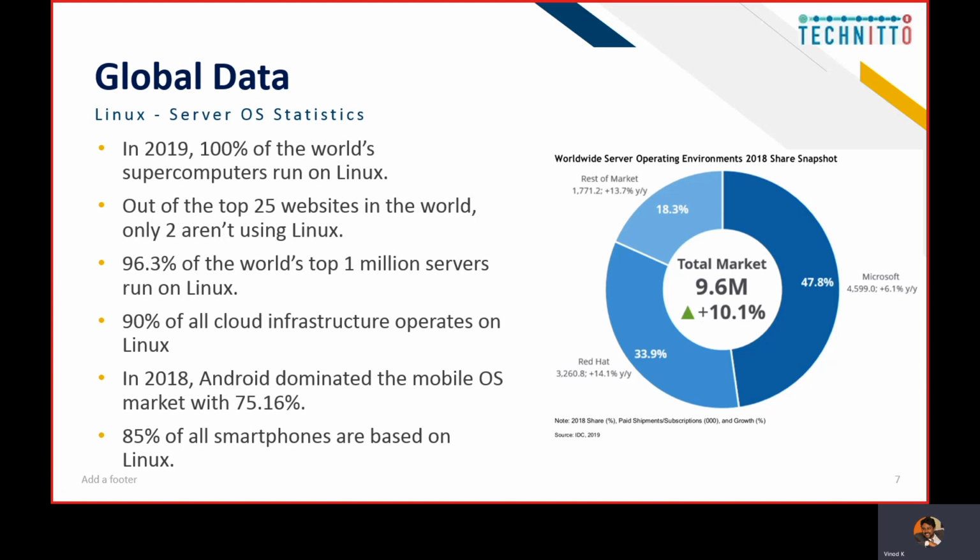So 100% of the supercomputers run on Linux as of 2019. All big systems are running on Linux, and of the top 25 websites, only two are not using Linux. The remaining ones are using Linux, and 96.3% of the world's top 1 million servers run on Linux, and almost all of the cloud servers and cloud infrastructure, around 90% of them, are running on Linux.